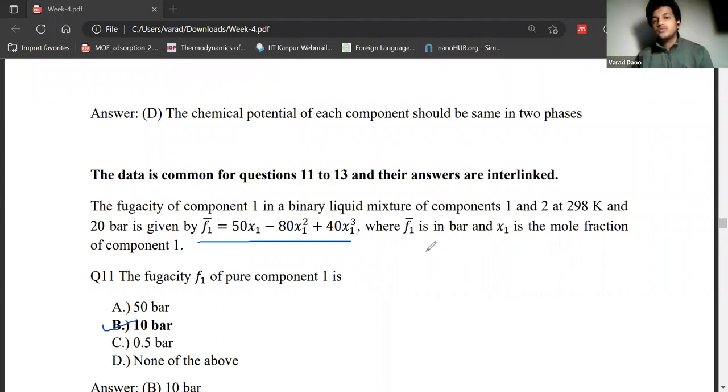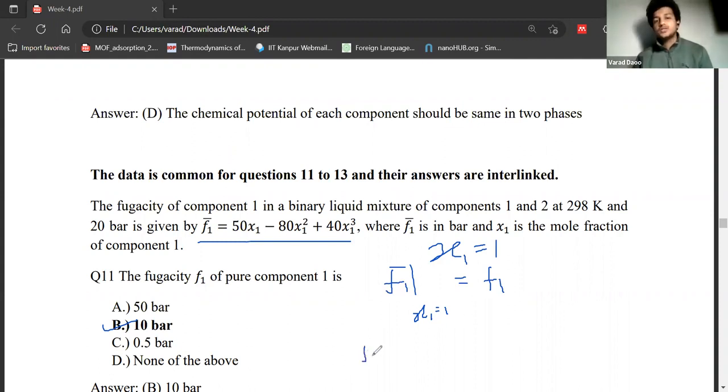Okay, so if you just put x1 equal to 1, what will we get? We'll get F1 bar at x1 equal to 1. That means it's a pure component. That means this is nothing but F1. Right? This is what we want, right?